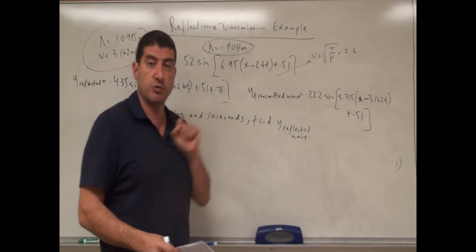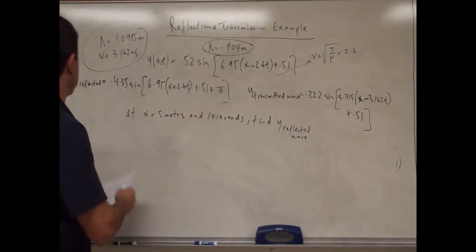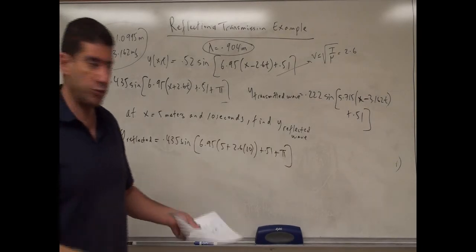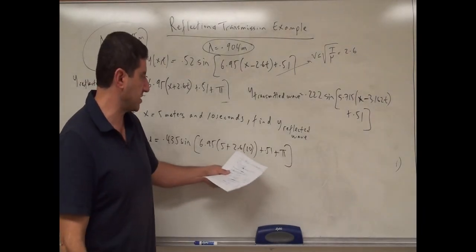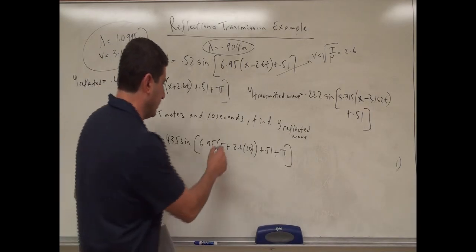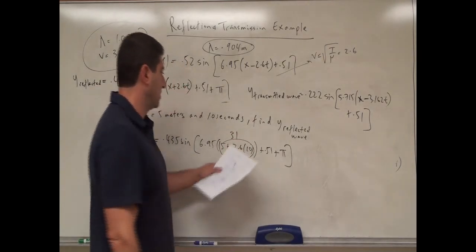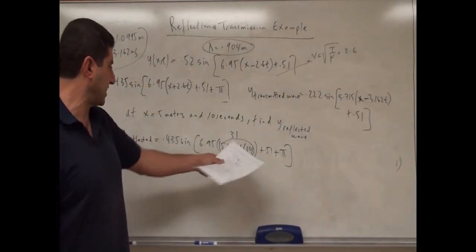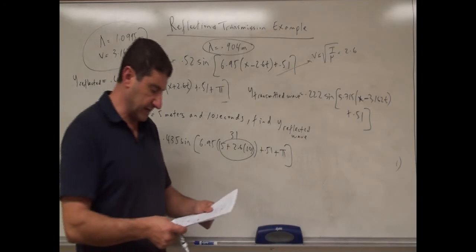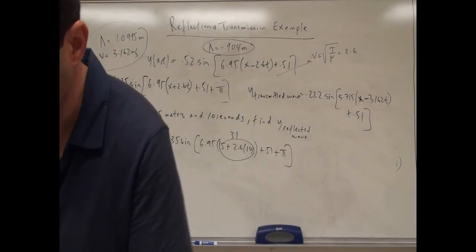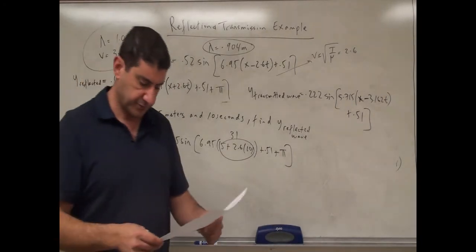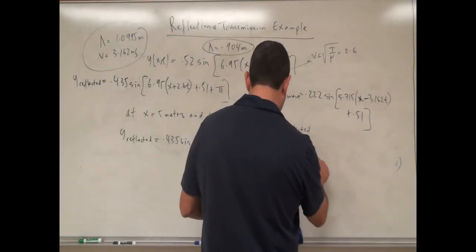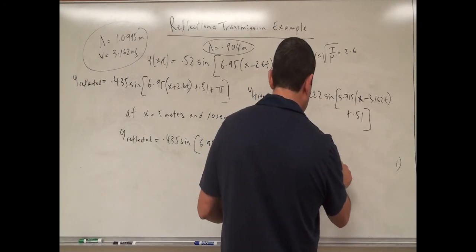But if we only want to know the y of the reflected wave, we could put in the numbers, y reflected. In radian mode when you calculate this, put 10 seconds, so this is going to be 26 plus 5, so this is going to be 31. 31 times this, plus this, plus this, put that in radian mode, take the sine of that, multiply it by 0.435. Okay, when you do that, you get negative 0.315 meters.